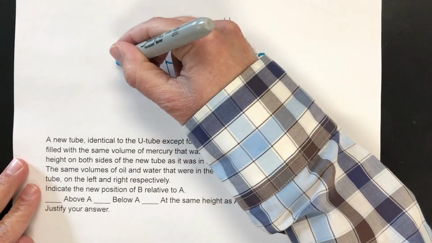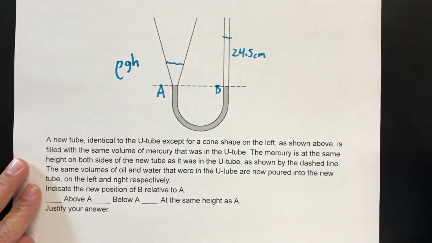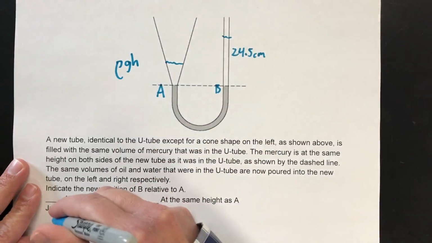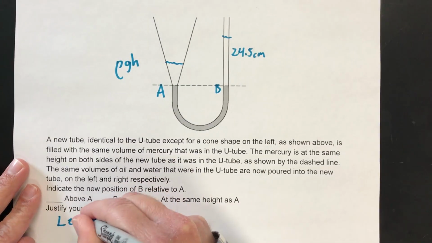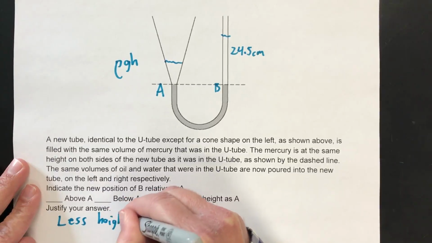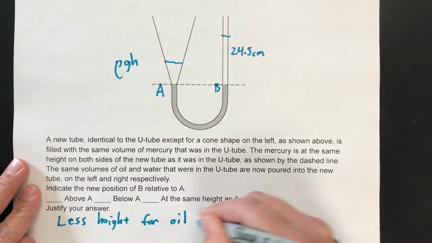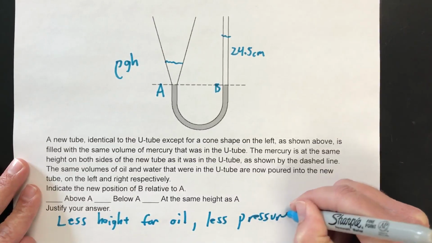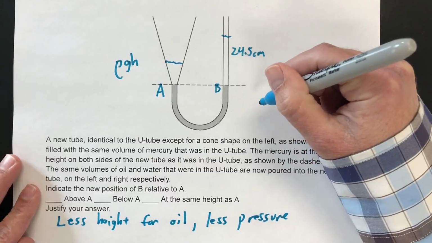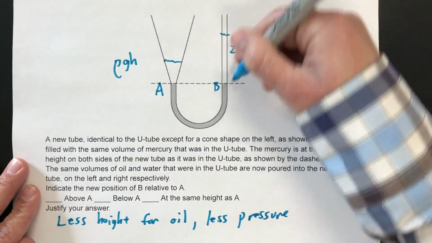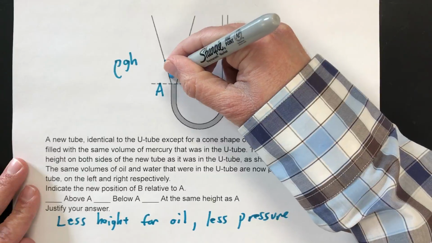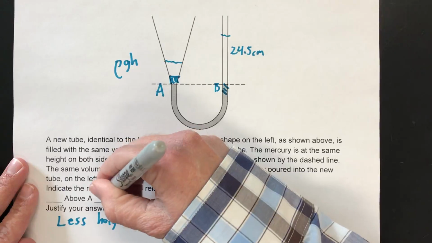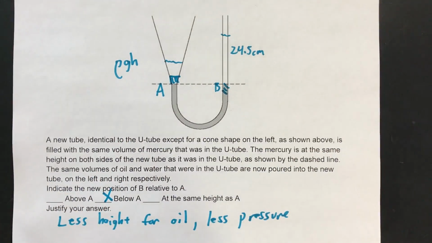Well, if you think about it, remember, because pressure is density times gravity times height, this shape here allows the height to be less. So it does say justify your answer. So less height for the oil means less pressure. So A will not be exerting as much pressure as before. B will be greater. So this side will actually dip down. The mercury will start to rise up into here, and here it will start to drop. So B is now below A.